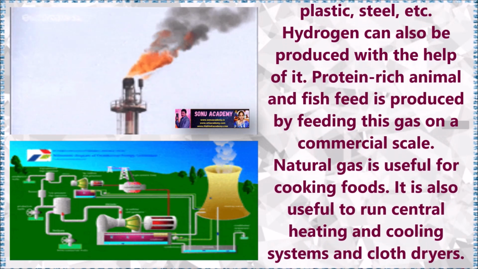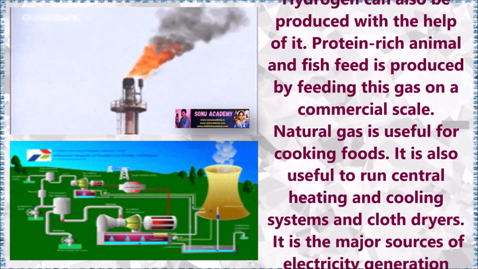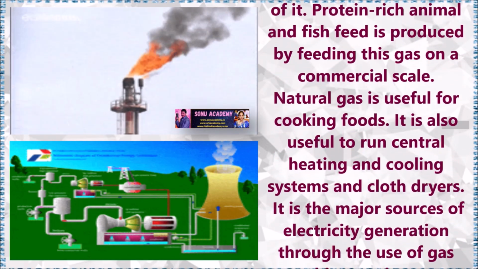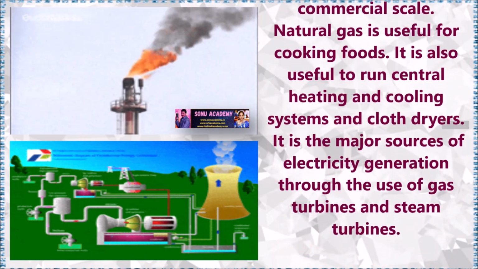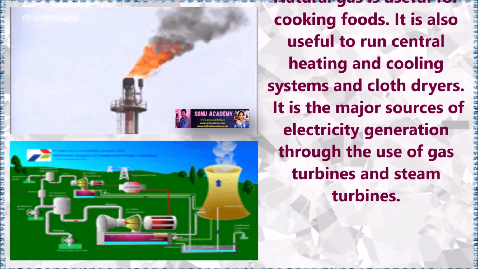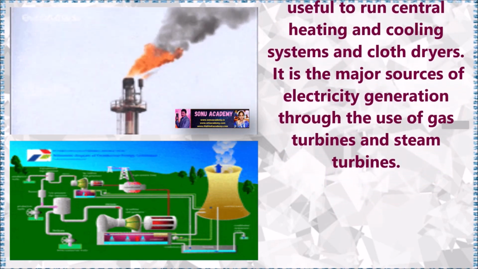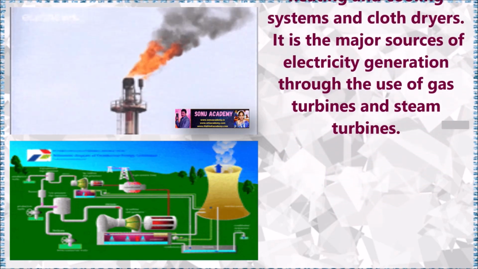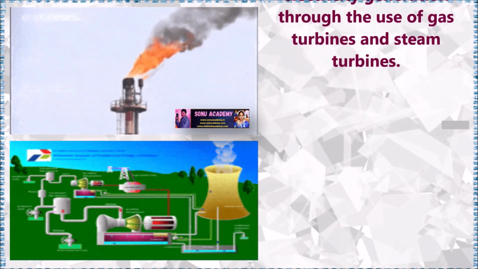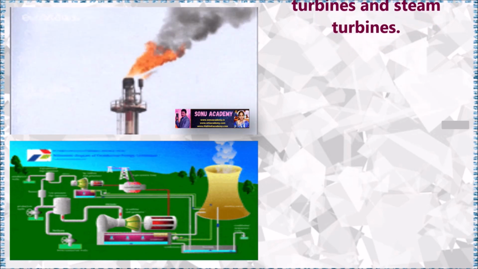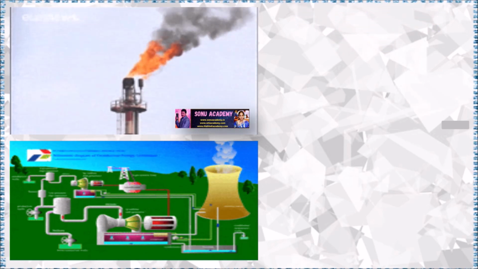Protein-rich animal and fish feed is produced by feeding this gas to bacteria on a commercial scale. Natural gas is useful for cooking food. It is also useful to run central heating and cooking systems and cloth dryers. It is a major source of electricity generation through the use of gas turbines and steam turbines.